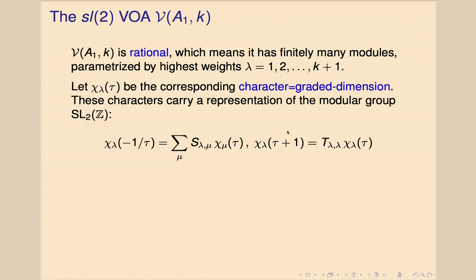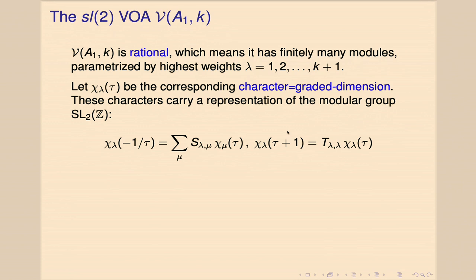Okay, so as we all know, these affine algebra VOAs are very nice. They're rational. So in particular, A1 level k has finitely many modules up to equivalence. They're parameterized by the highest weights. And I'm shifting my highest weights by the Weyl vector, just to make formulas a little bit cleaner. So instead of saying from 0 up to k, I'm saying from 1 up to k plus 1.